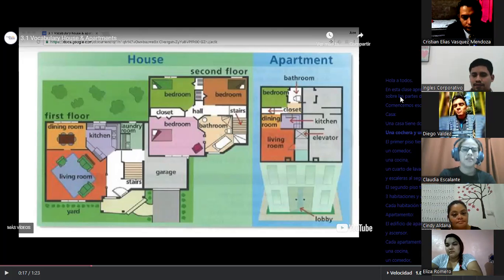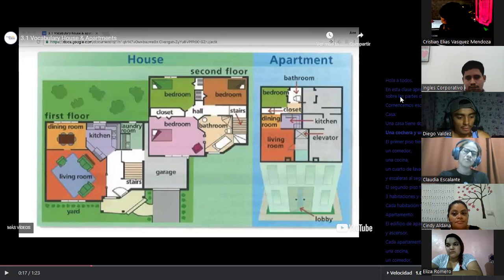Kitchen, okay. Kitchen, no, living room. A living room too, yes. Dining room, I don't know. Dining room, probably. Laundry room. A laundry? Okay.